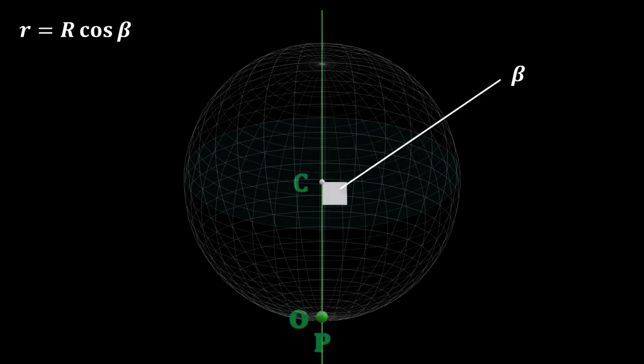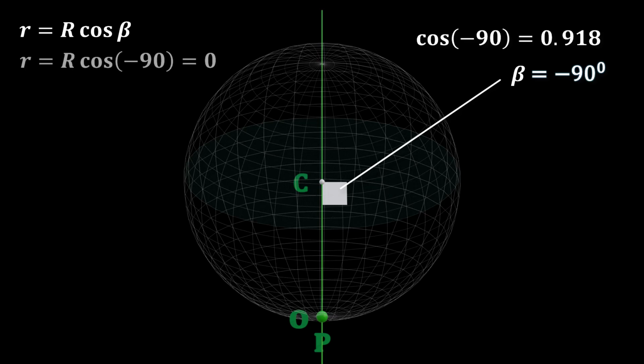And when we have beta equals minus 90 degrees, which corresponds to the South Pole, we have cos of minus 90 equals 0, and we have R equals 0. The South Pole is located on the axis of rotation of the Earth, and that is why R equals 0, same as the North Pole.